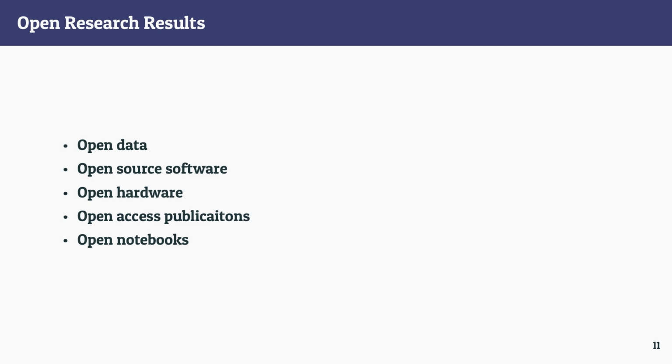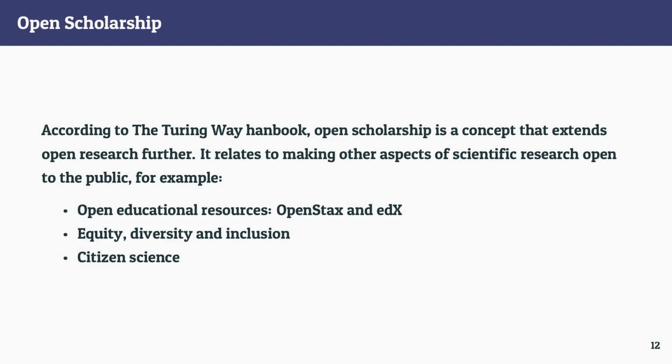Open scholarship is a broader term that extends open research further. It relates to making other aspects of scientific research open to the public. For example, open educational resources are educational materials such as textbooks, courses, videos, etc. that are publicly available to be reused and modified by anyone. For example, you can access and download free textbooks from OpenStax or free courses from edX.